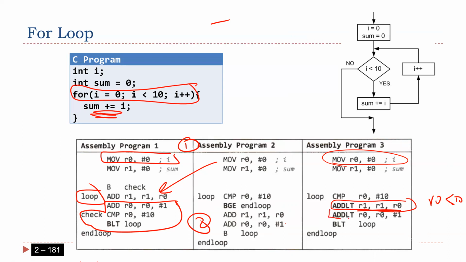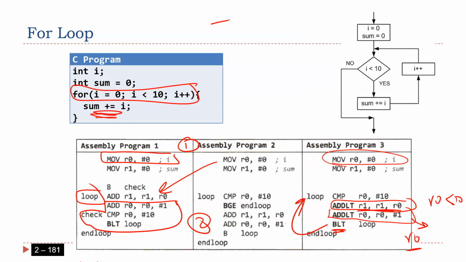And then the next one is also a conditional one. I'm going to say add if less than. So here I'm going to increment R0, which is I, if R0 is less than 10, okay? Finally, I'm going to say if R0 is less than 10, go to loop here.